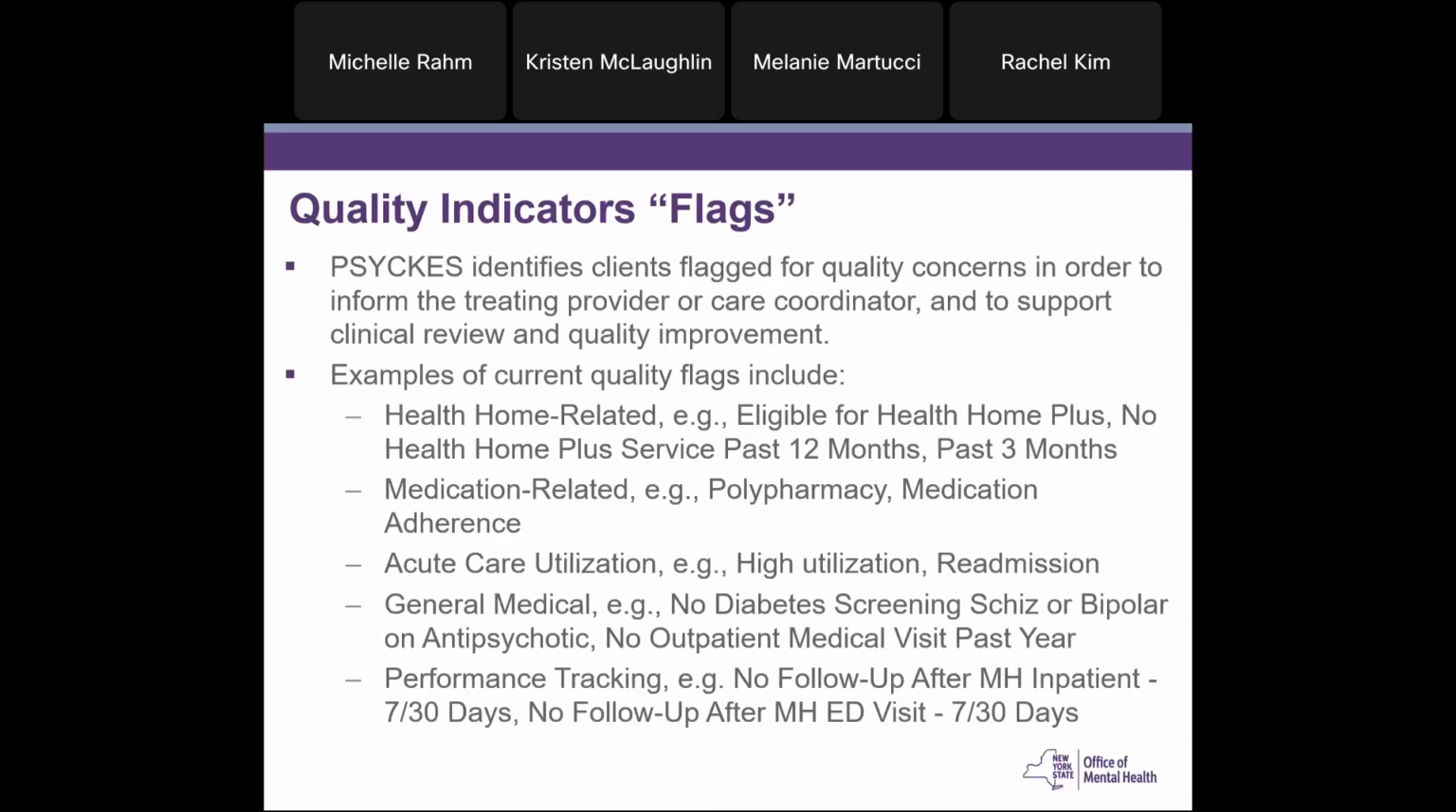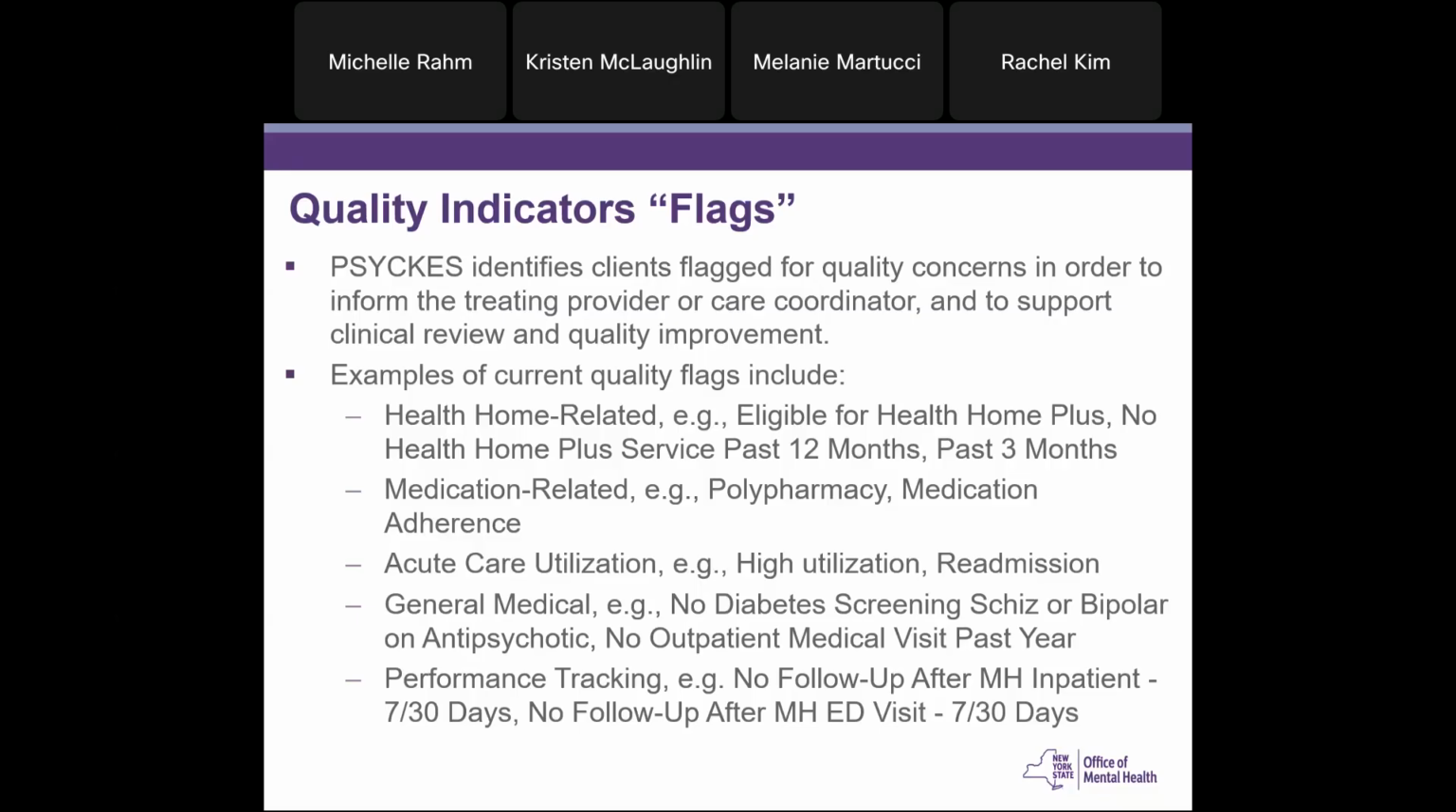All right, so we also have quality indicators, otherwise known as quality flags, in the application. OMH has identified a number of health conditions or treatment issues that are important enough that they've deemed them worth scrutinizing. So what PSYCKES does is it tracks these clients who are positive for one or more of these health conditions or treatment issues. And these flags can really assist with supporting clinical review as well as quality improvement. Right now we have, I think, over 110 quality indicators in our application, so this is a very brief list of some examples.